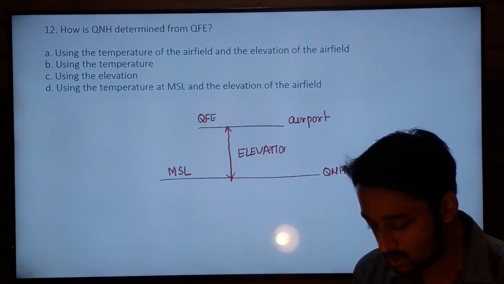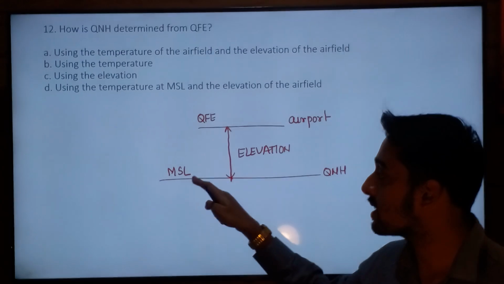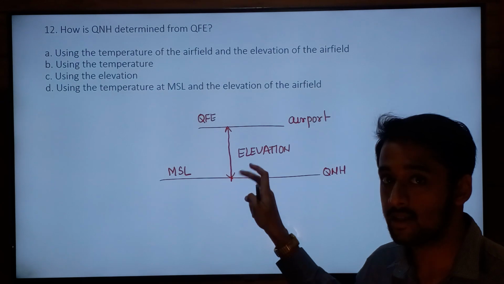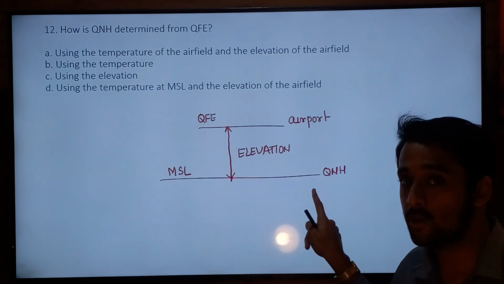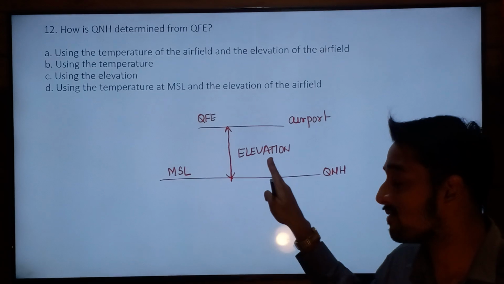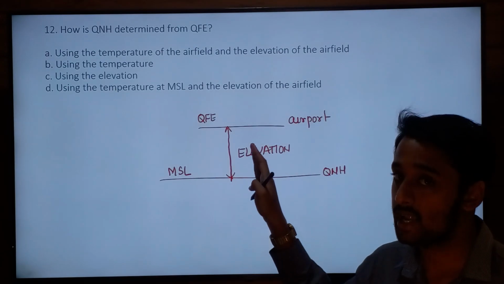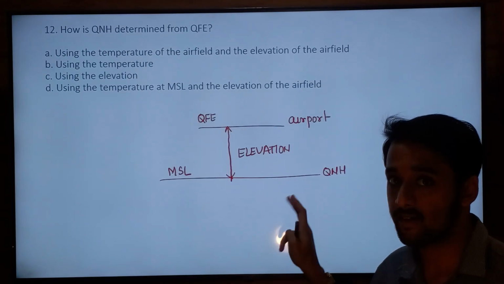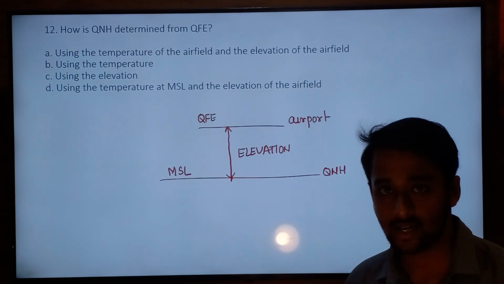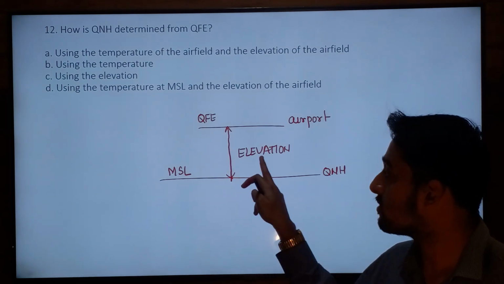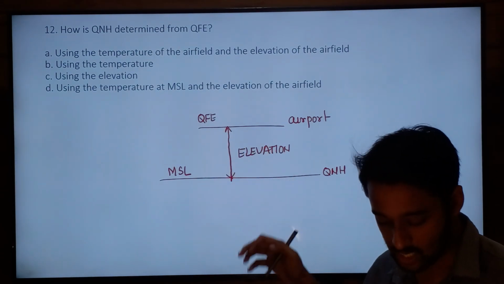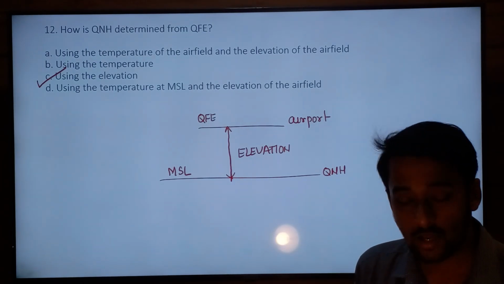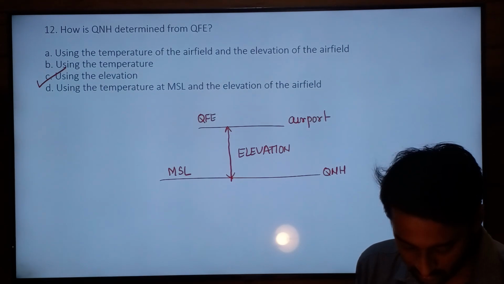Okay. So the factor which joins QFE and QNH is elevation. If QFE is given and elevation is given, using those two values you can calculate QNH. If QNH is given and elevation is given, you can calculate QFE. If elevation is not given, but two pressure values are given, using them you can find elevation. So this is the factor which joins QFE and QNH, and therefore the correct option will be Charlie. Using the elevation you can determine QNH from QFE.